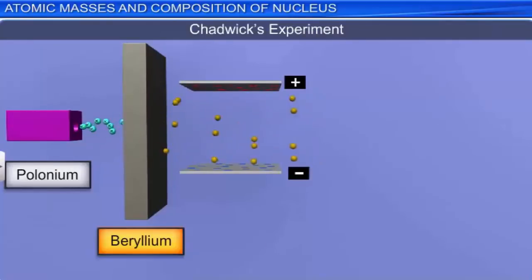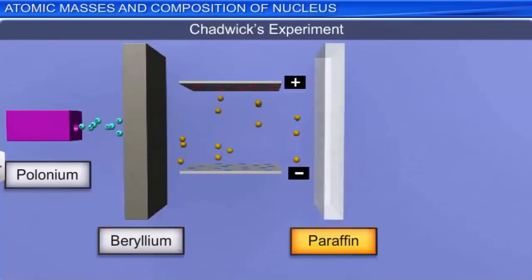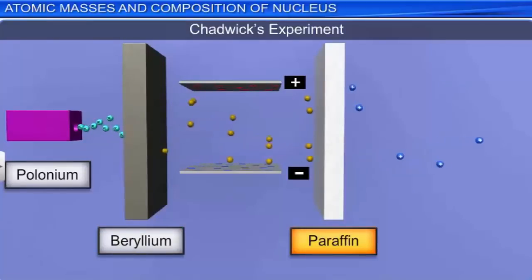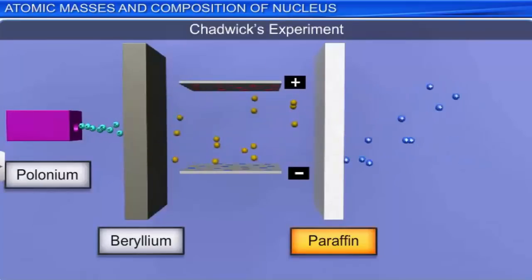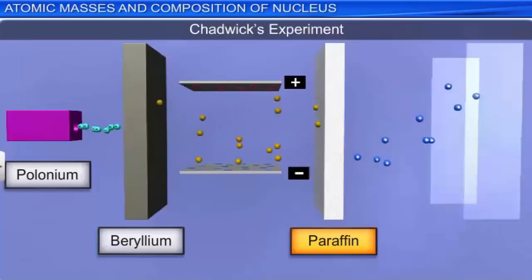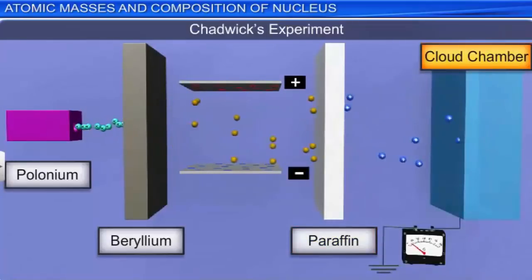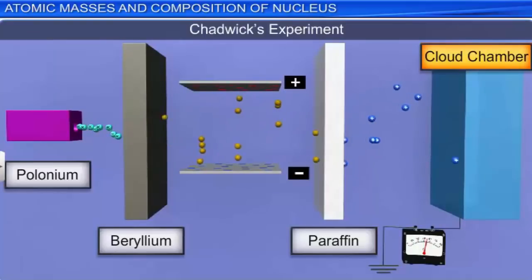These emitted neutral particles are made to fall on paraffin wax. The particles resulting from paraffin wax are hydrogen nuclei, which are nothing but protons. These protons are made to enter a cloud chamber where they ionize the gas present, resulting in an ionization current that can be detected by a galvanometer when the current flows in the external circuit.